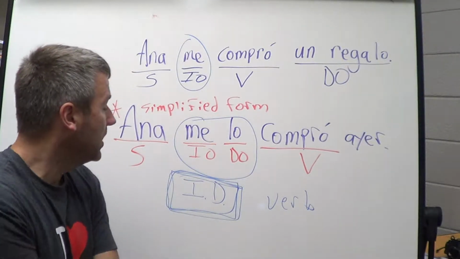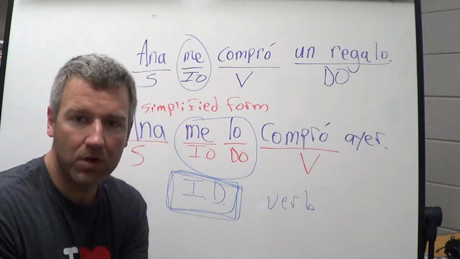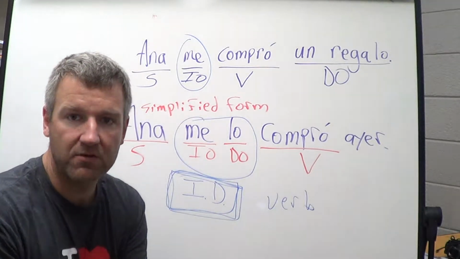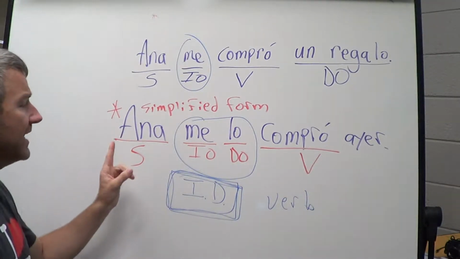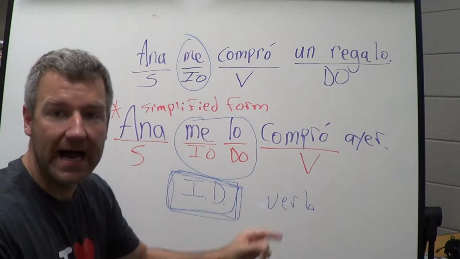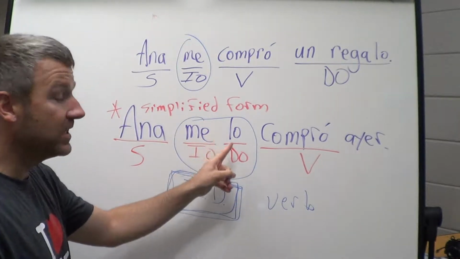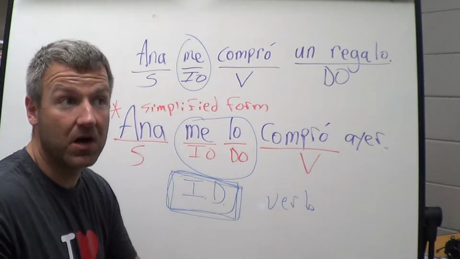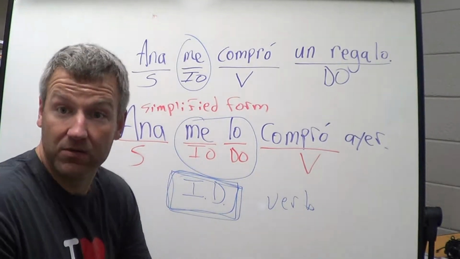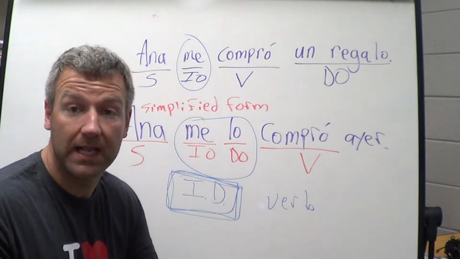Whenever you are dealing with those in a simplified form, it's the indirect object pronoun that will come first, and then the direct object pronoun. So, Ana me lo compró ayer. Now, the direct object is going to change in every sentence that you say because your direct object could be a billion things in this world. So it could be a lo, a la, a los, or a las.